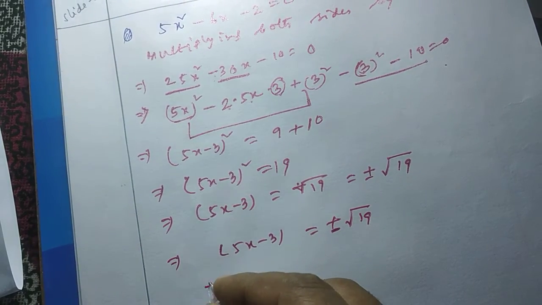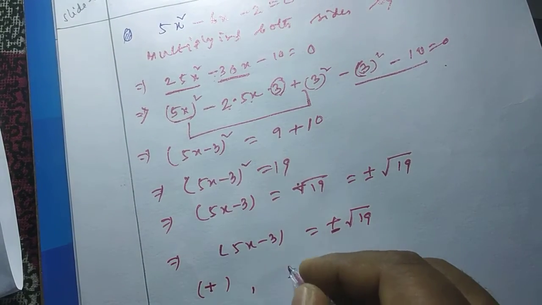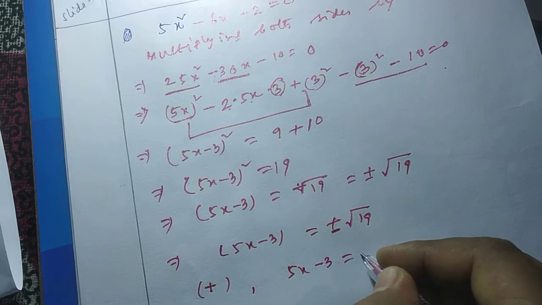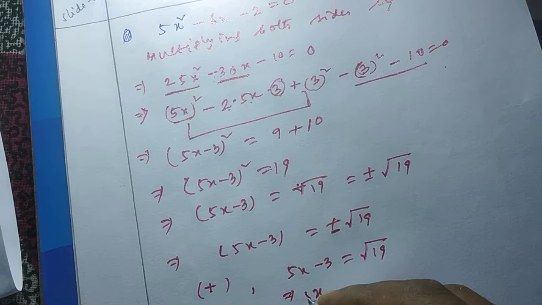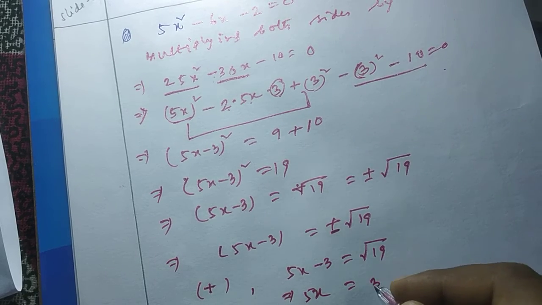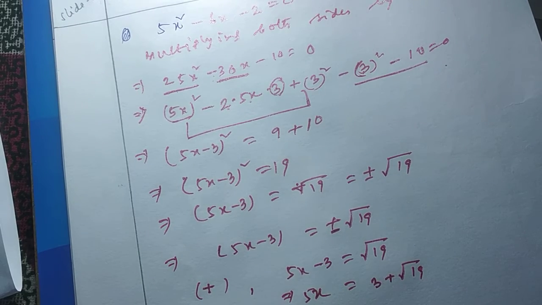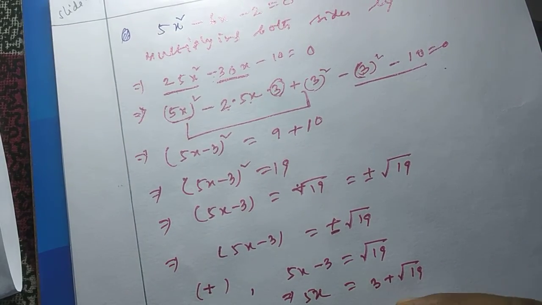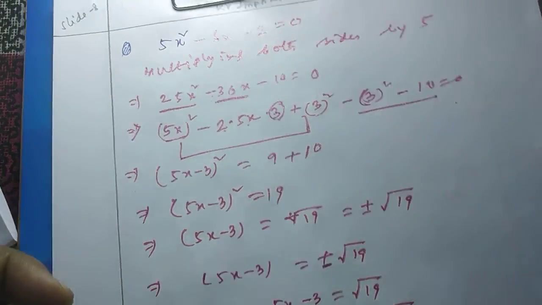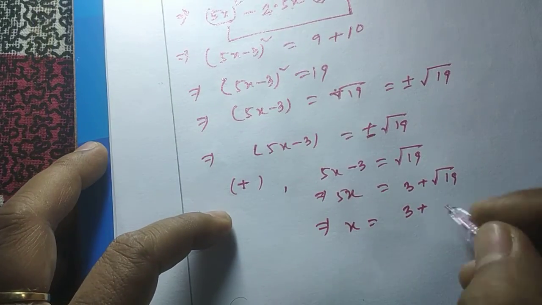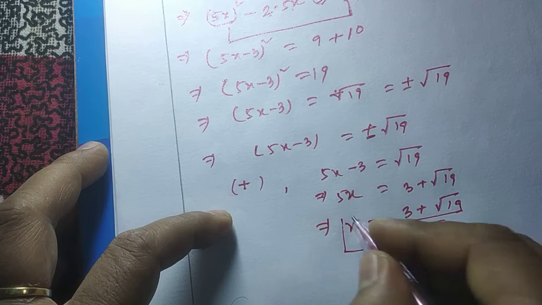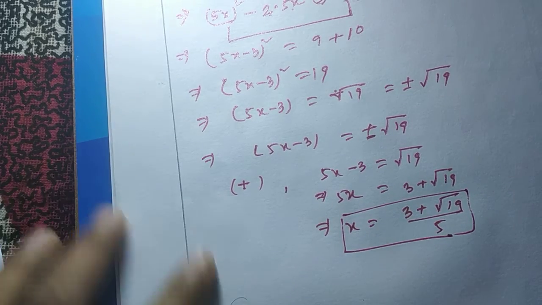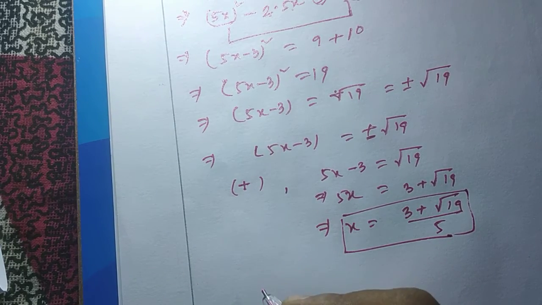If I take plus, then we get 5x minus 3 equal to root 19. From here, 5x will be 3 plus root 19, right? Then x will be (3 plus root 19) by 5. That is the first root we got by taking plus.